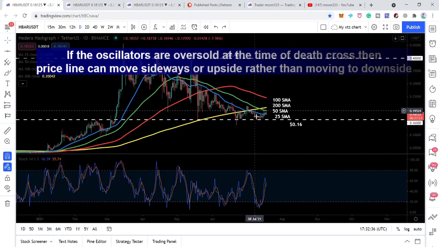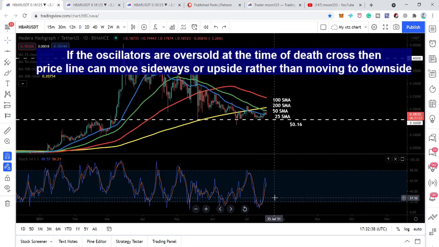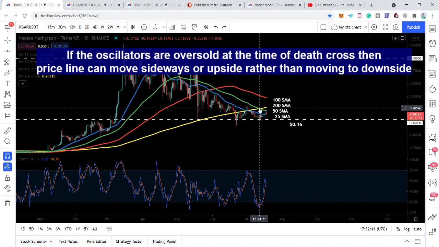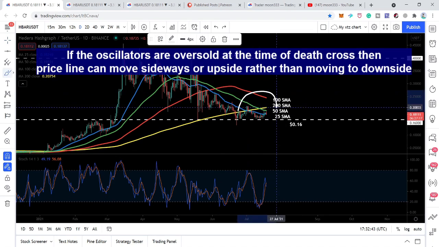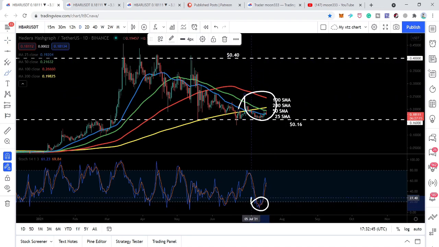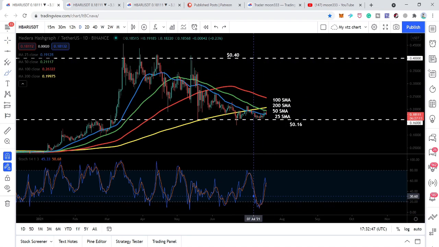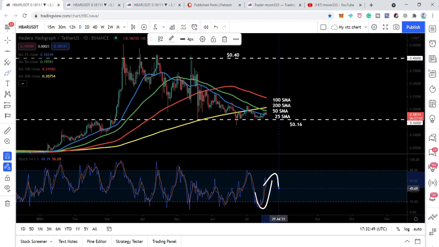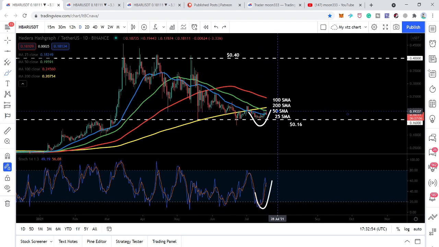Let me show you the stochastic. This is the stochastic oscillator, and we can see that when this death cross was being formed here, the stochastic was in the oversold zone. Therefore, when the stochastic started moving towards the upside, the price action followed the signals of the stochastic oscillator and started moving towards the upside.